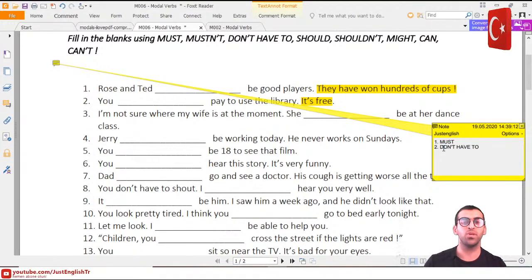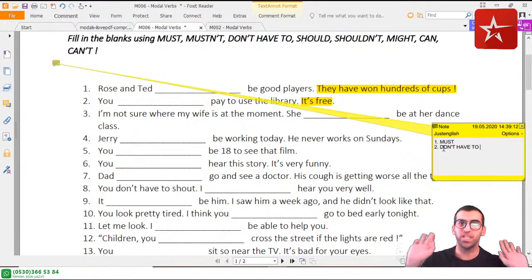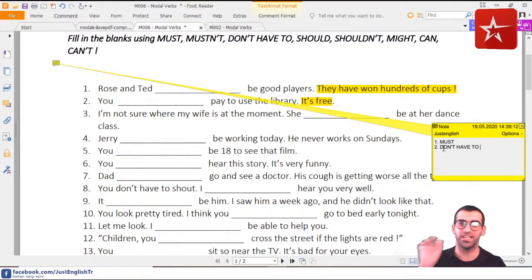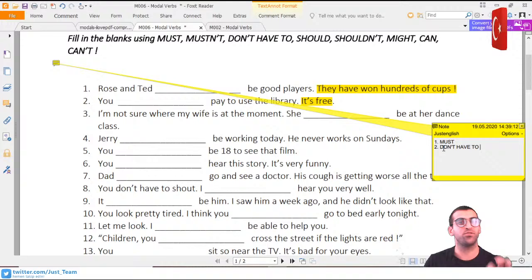Why don't have to? Because if something is unnecessary, it means gerekli değil. It is free. Ücretsiz, no money. You shouldn't pay anything, any penny, any kuruş. You don't have to pay to use the library because it is free. It is unnecessary. If something is unnecessary, you don't have to pay.